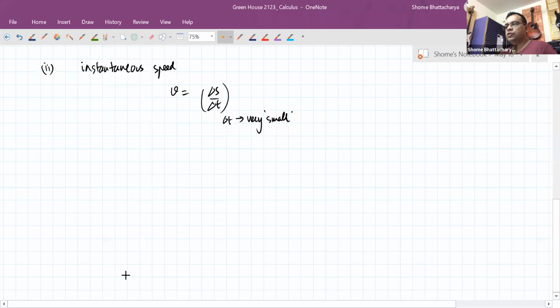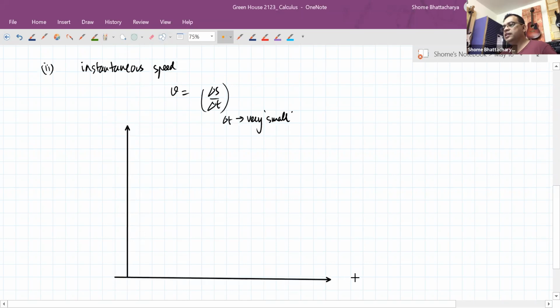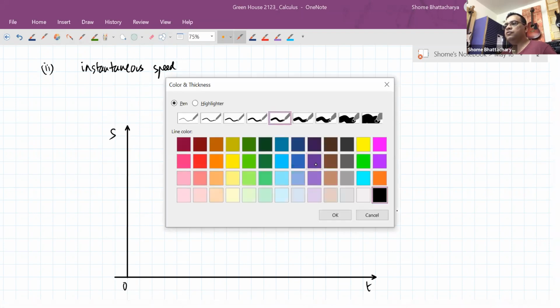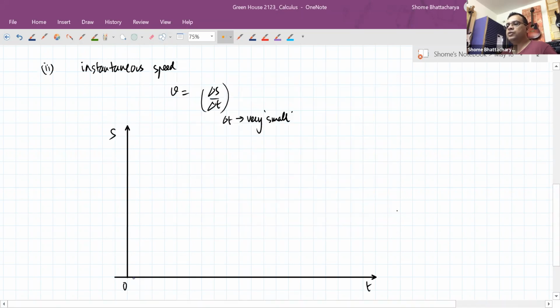Now, in terms of the graphical approach, what we can think about instantaneous speed as an interpretation is somewhat more abstract. Abstract in the sense that it is something that we can understand intuitively, but we can't really directly develop a formula for it, like we developed a formula for average speed, which is S2 minus S1 upon T2 minus T1. We can't develop a direct formula immediately because it is something more abstract.